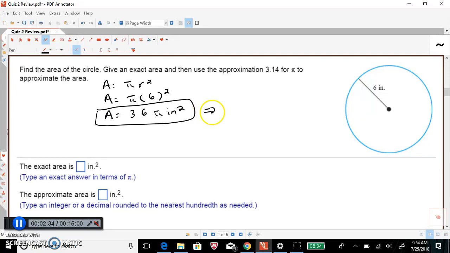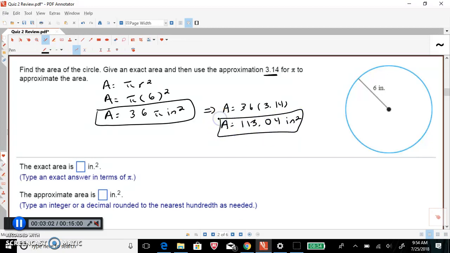The approximation, again, we're just going to replace pi with 3.14. So 36 times 3.14 is 113.04. And I think it wanted us to round to the nearest hundredth if needed. So there we go. And that is our approximation.